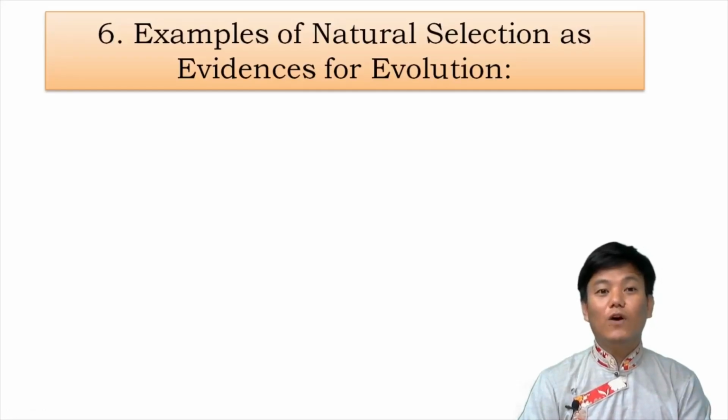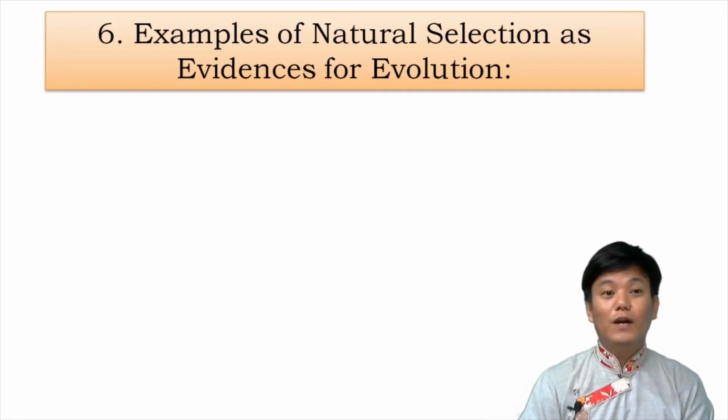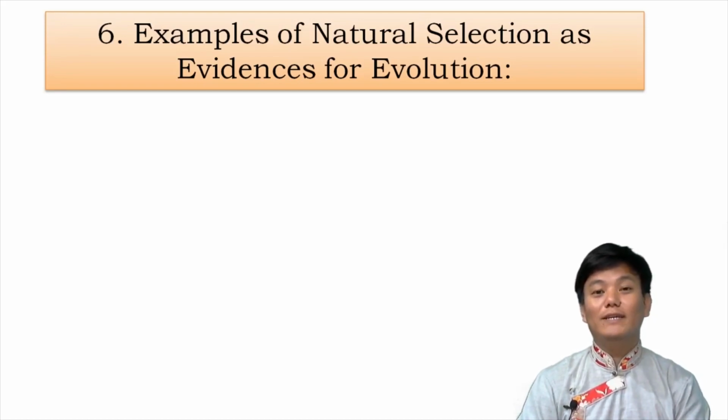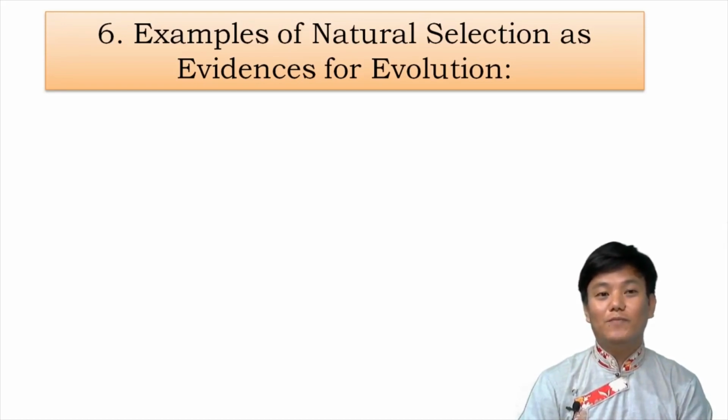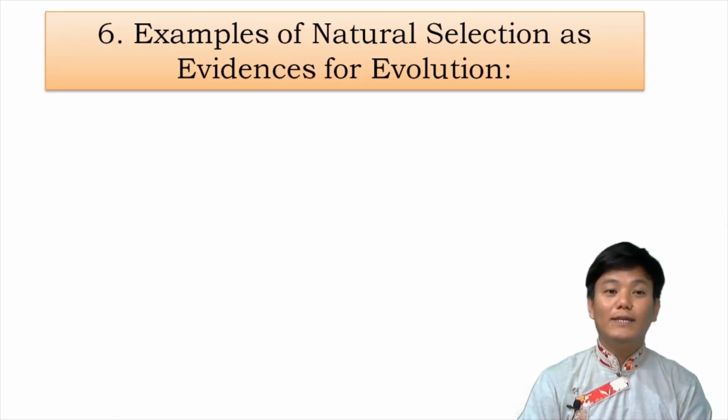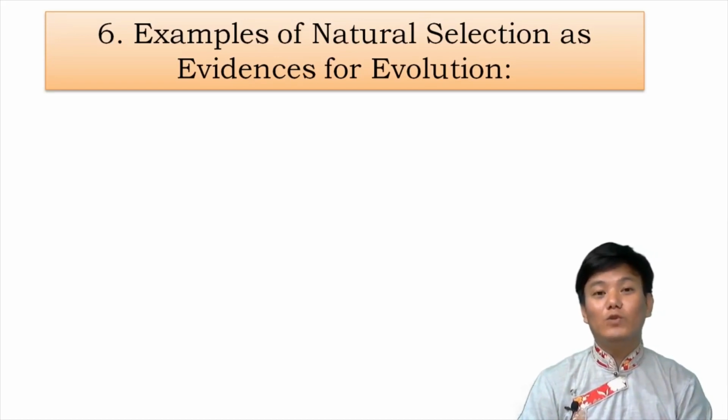In our list of evidences for evolution, examples of natural selection as evidence for evolution is the sixth and the final one. If you remember, Charles Darwin proposed a theory of evolution by natural selection, in which he said that natural selection is the driving force behind the evolutionary process. If we find examples of natural selection, we can use those examples as evidence in support of evolution.